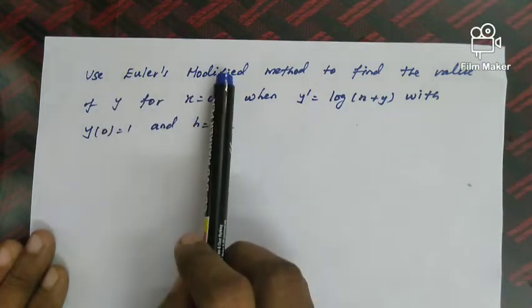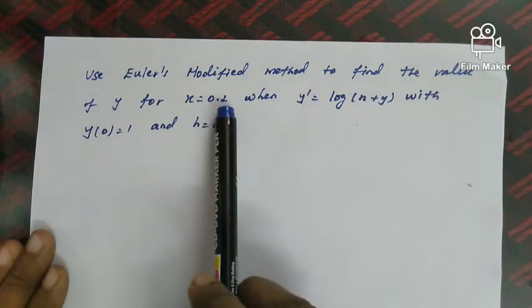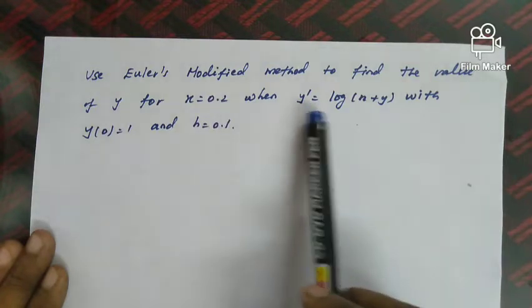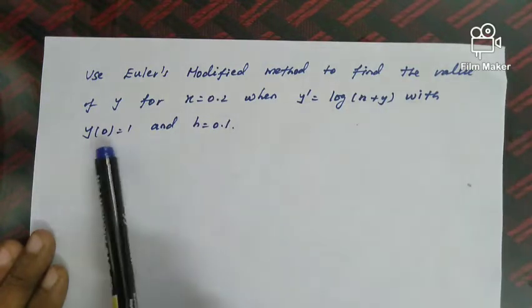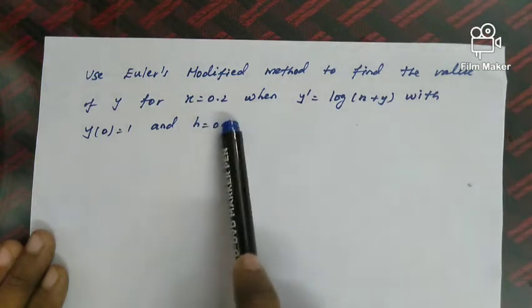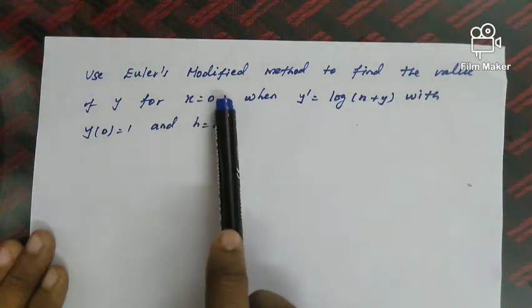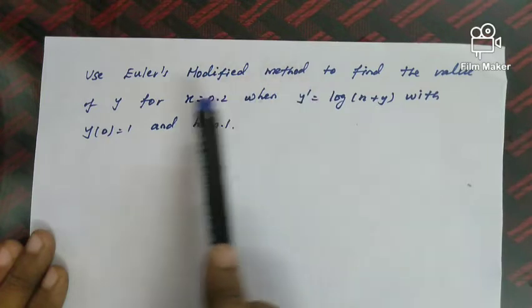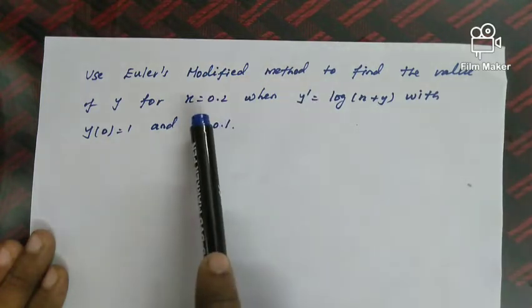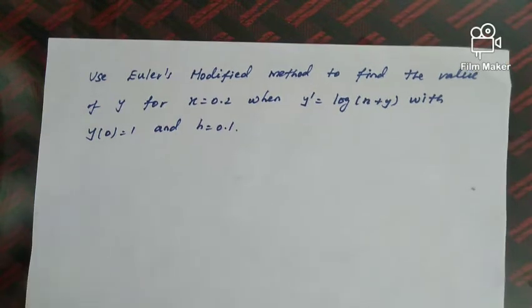So use Euler's modified method to find the value of y for x equal to 0.2. That means we are supposed to find y2 when y dash equal to log of x plus y with y of 0 equal to 1 and h equal to 0.1. If this h value is not given, then you can take the h value as 0.2, since x1 would be that. So look at the question, try to understand it clearly, then you can proceed with the problem. Now look at the solution.